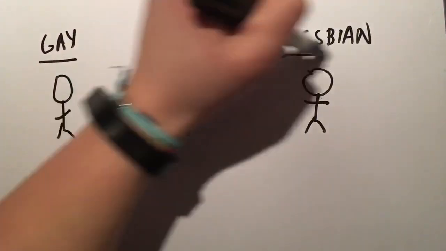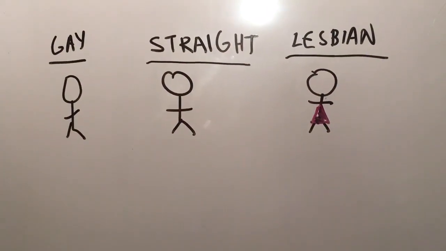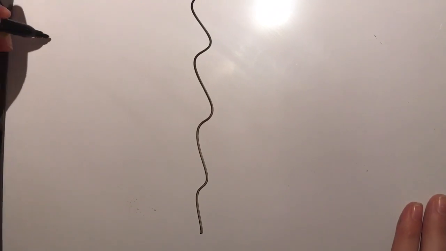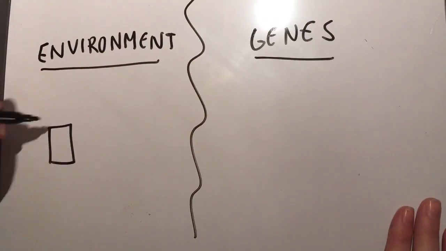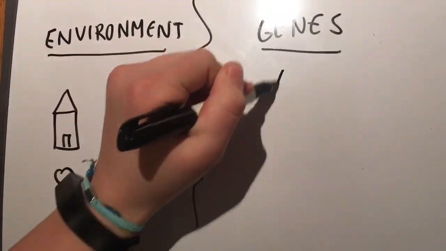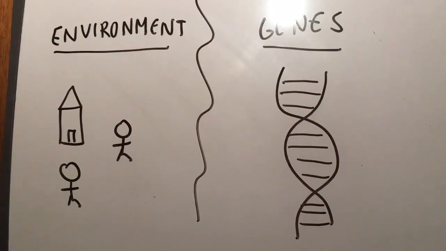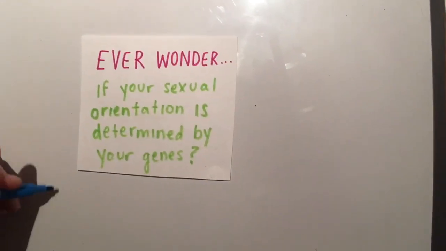Many people think sexuality defines you, and they often judge others based on their sexual orientation. Sexuality can be expressed in many different ways, and many factors can influence your sexuality. Some people assume that your sexuality is based on your environment and the people you surround yourself with. But could our sexual orientation actually be determined by our genetics? This brings us to the question of, ever wonder if your genes could determine your sexual orientation?